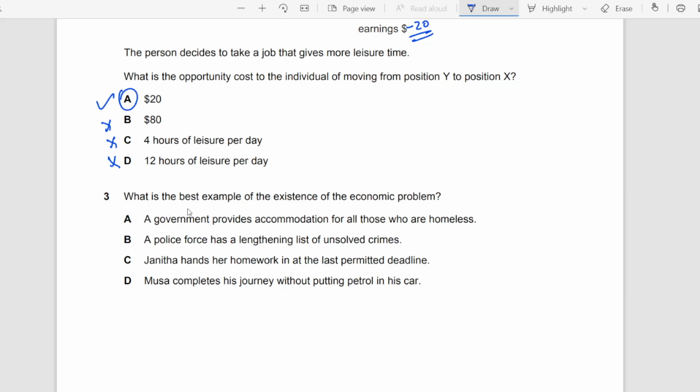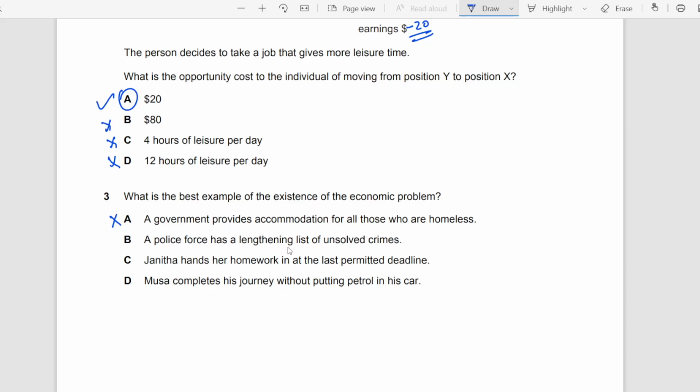Okay, what is the best example of the existence of an economic problem? Let's look at these examples now. A government provides accommodation for all those who are homeless. No, this is not the economic problem. That would mean the government has unlimited resources, which is not true. There will always be a scarcity of resources. That's what creates the economic problem. That's the root cause of the economic problem. There's going to be scarcity of resources.